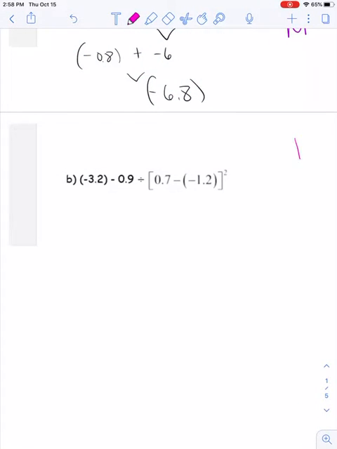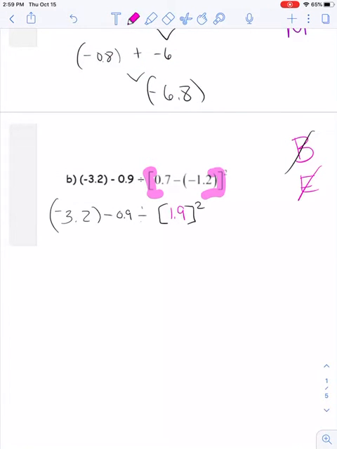So we're looking for brackets. Do we have brackets? We have brackets right here, so we need to do the inside of the bracket. 0.7 minus -1.2 gives us 1.9. We rewrite the entire equation, what we did not touch. So we're done with the brackets. We are looking for exponents. We have exponents right here.